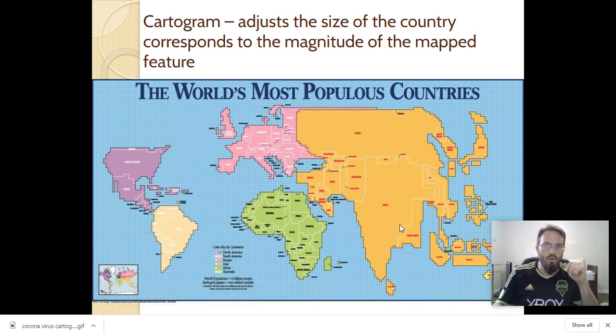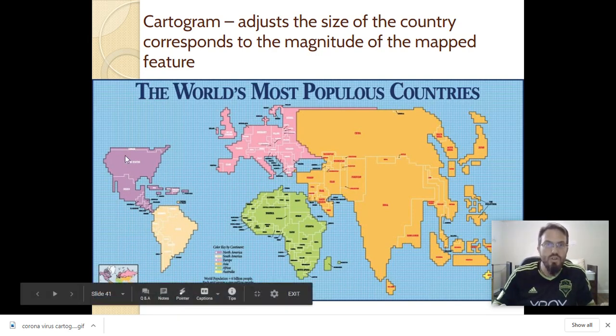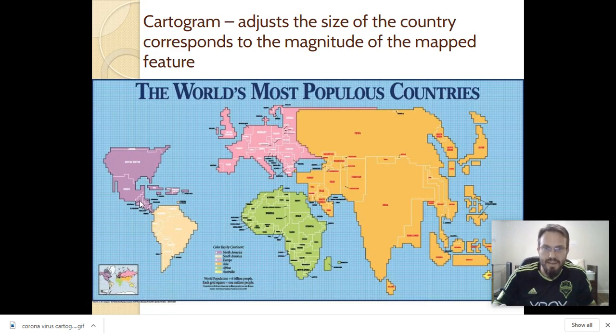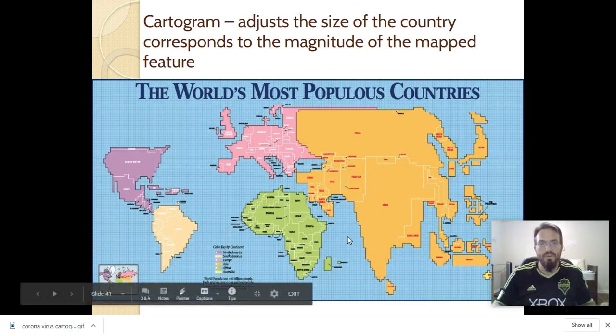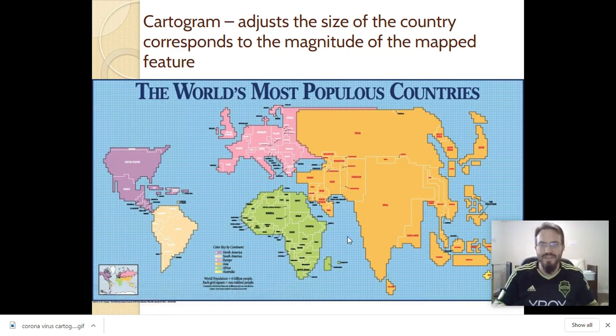And then you go over to, I don't know, something tiny over here like Kosovo, which you can't even see on the map because the population is so small. Brazil is huge. United States is huge. Mexico is huge. Okay, so on and so forth. So it changes the size.